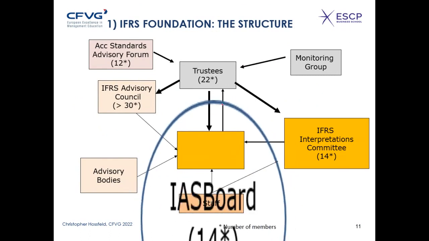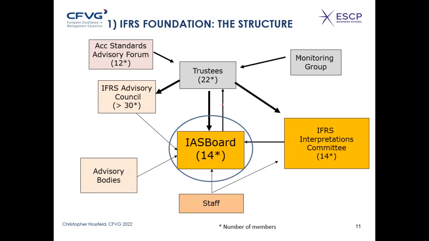All right, here is one slide on the organization or the structure of the IFRS Foundation, the organization that issues the financial reporting standards. Here we have the heart of the organization, the IASB, which has 14 members. Those 14 board members are the ones that vote on the accounting standards. That means all the bodies around this are there to prepare and to discuss the decisions.